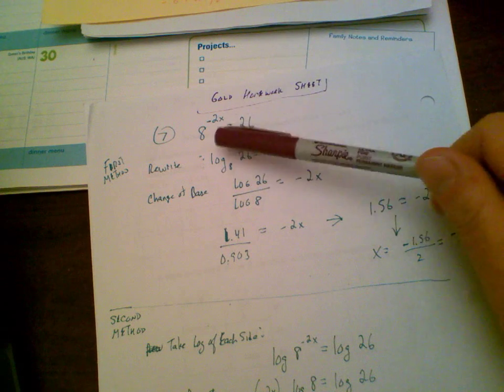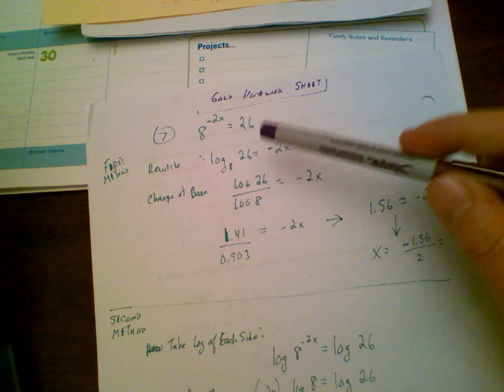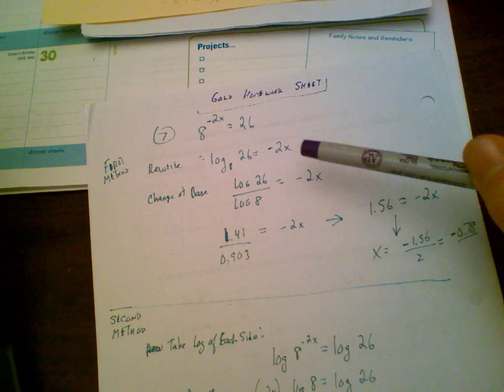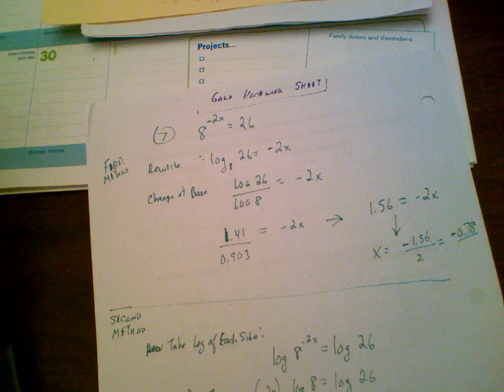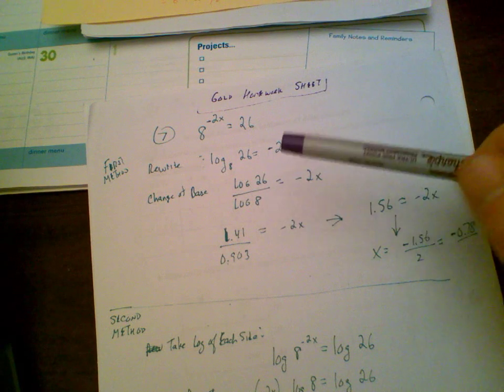So what I'm going to do is 8 to the negative 2x power equals 26. That's the same as log base 8 of 26 equals negative 2x. What's my next step? Left-hand side, change of base. So log base 8 of 26 is the same as log of 26 over the log of 8.